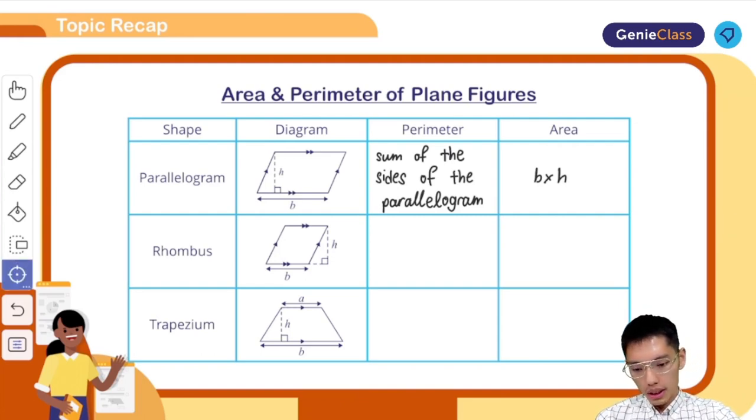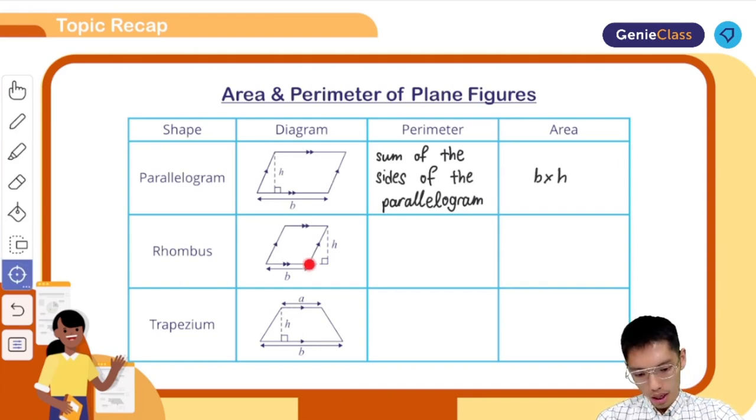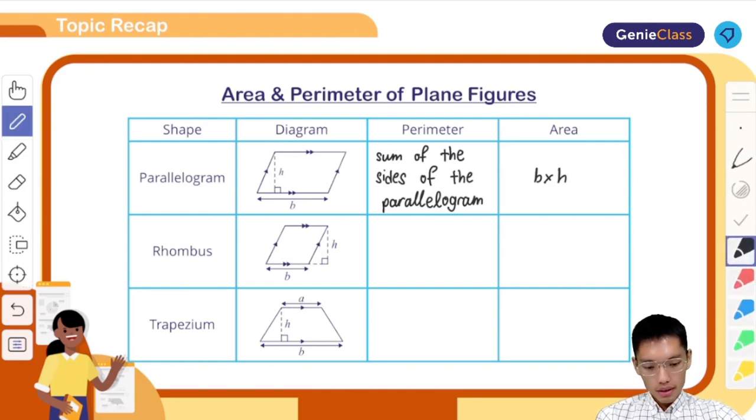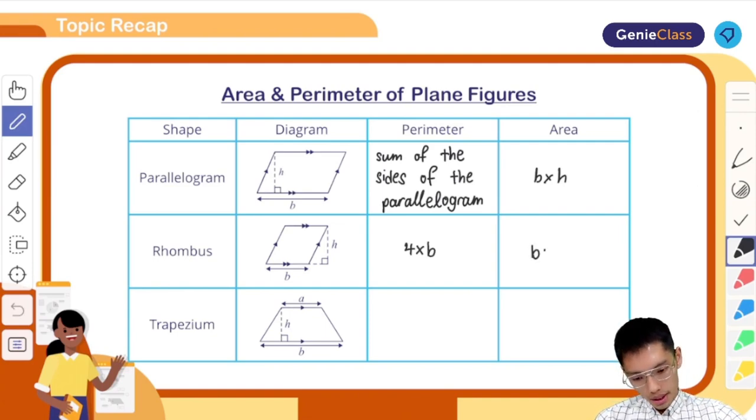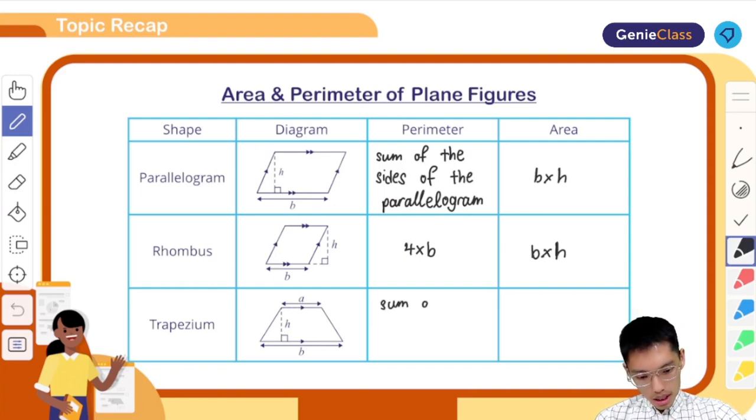Rhombus over here. What do we do? It's going to be summing, because all my sides, we call rhombus, all my sides are the same. 1, 2, 3, 4. Each of them are B, so it's just going to be 4 times B. And in fact, area for the rhombus is going to be the same thing as a parallelogram. Very good, Pranav, B times H. Lastly, perimeter for a trapezium. Similarly, nothing special. Perimeter is just summing the required sides that you need to know.